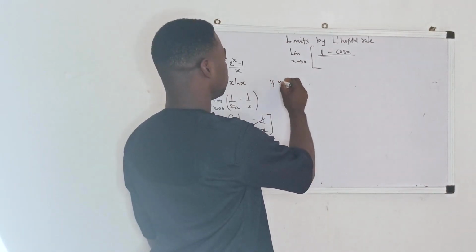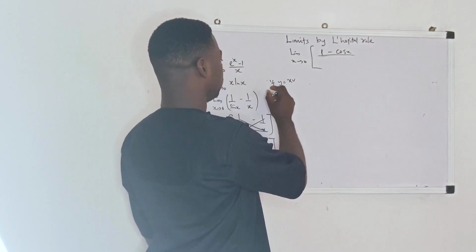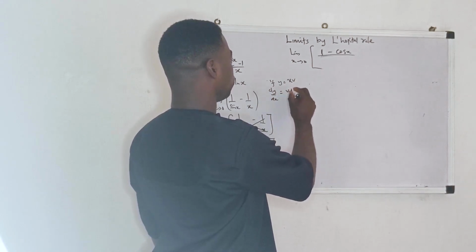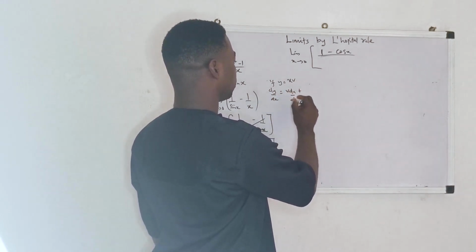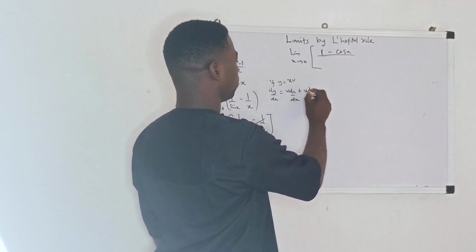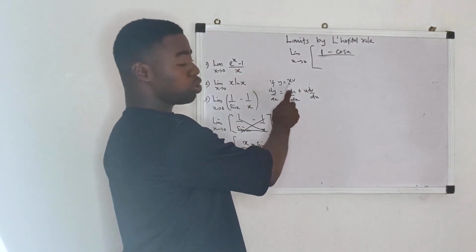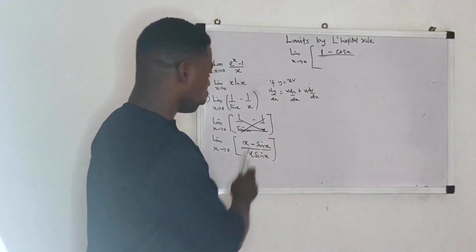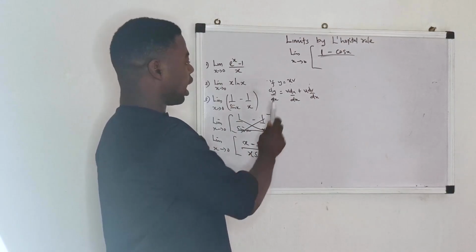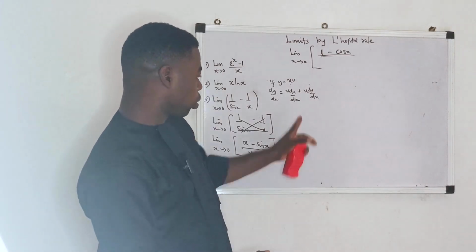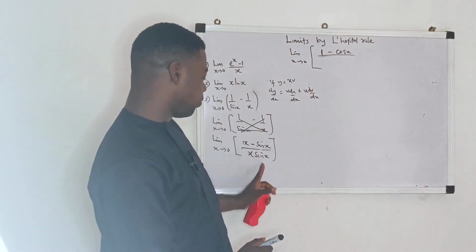And the product rule says that if y is equal to uv, then dy over dx will be equal to v du over dx plus u dv over dx. What is your u? Your u is your first function and your v is your second function. So u in this case is x and v in this case is sine x. So I'm going to be using the product rule to do this differentiation.